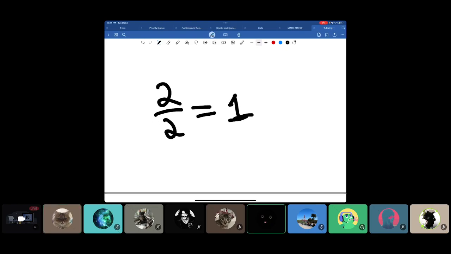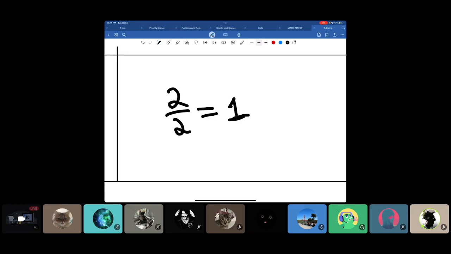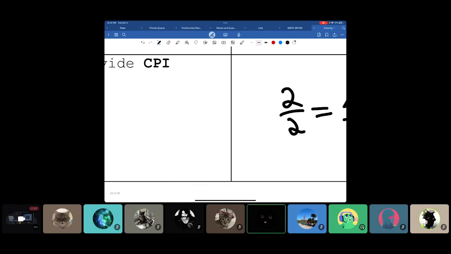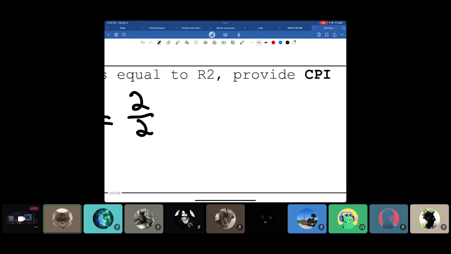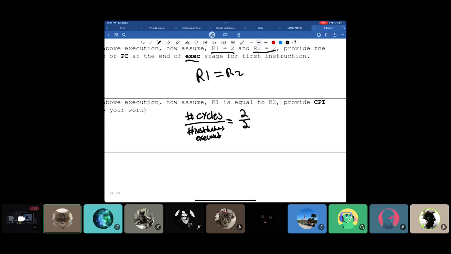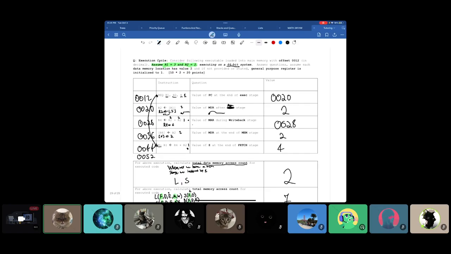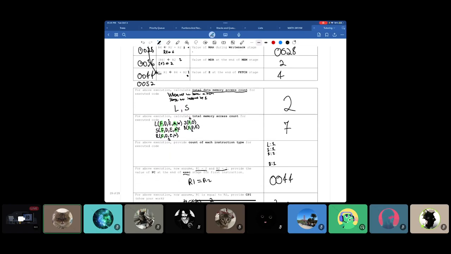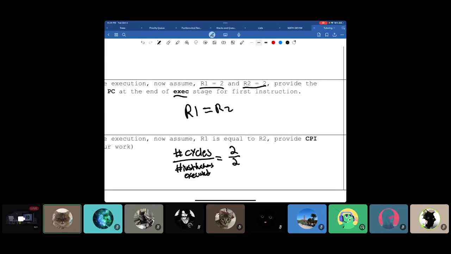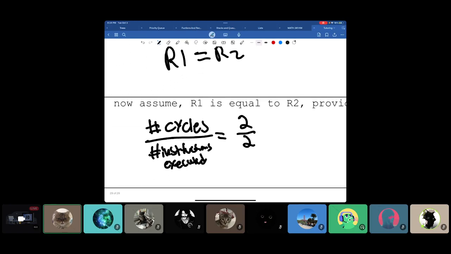What's a clock? What is a clock? Not like the physical thing. I thought it was clocks per instruction. Is it not? It's cycles? I think it's cycles per instruction. I can't remember. Isn't it clock cycles? Something like that. But just know it's the number of cycles over the number of instructions executed.